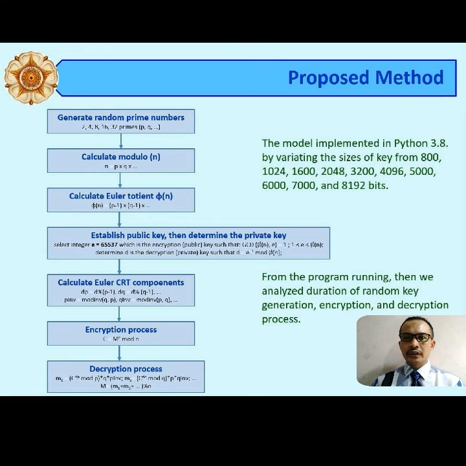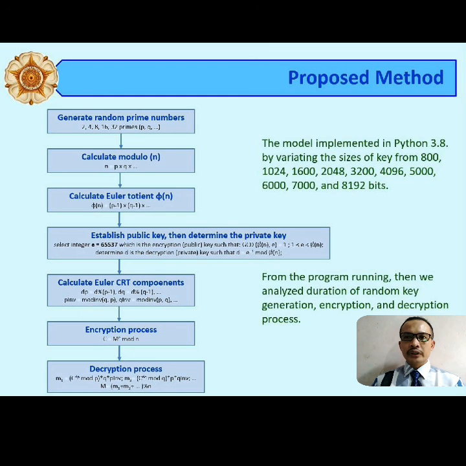In this slide, I will tell you about our proposed methods. We know that an RSA algorithm generates random keys, the public key and private key, based on only two prime numbers. But to expand the implementation of the Chinese remainder theorem, we improve the standard RSA algorithm with multi-prime numbers. We implement it not only based on two prime numbers, but based on 4 prime numbers, 8 prime numbers, 16 prime numbers, and also 32 prime numbers.